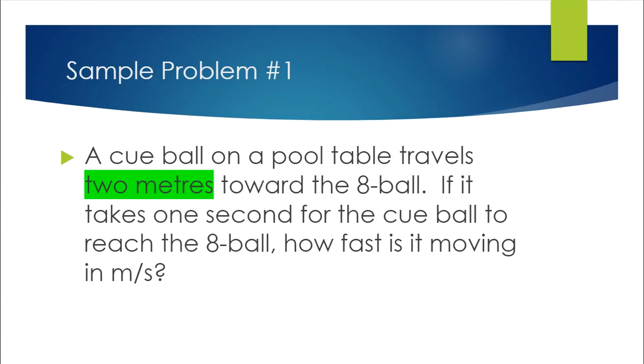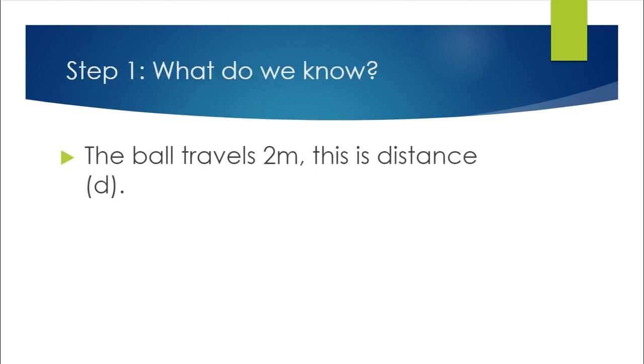So the first thing we need to identify as we go through here are the points of data that we have, right? Step one, we need to figure out what we know. The first thing we should identify is that we have a cue ball that's traveling 2 meters. Meters is a measure of distance, and so we have a measure of distance. So what do we know? Step one, the ball travels 2 meters, right?